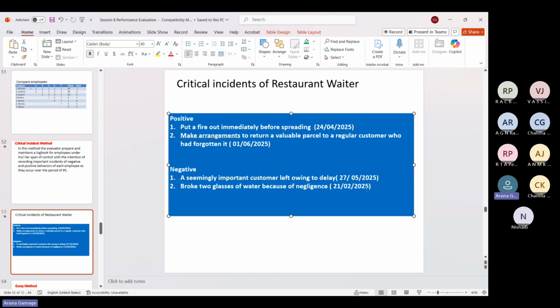Right, so on the 1st of June 2025, he has made some arrangement to return a valuable parcel to a regular customer who had forgotten it. One of the customers has forgotten or left behind a valuable parcel. He's a regular customer, he's coming to our restaurant. So this particular waiter has made some arrangement to return it.